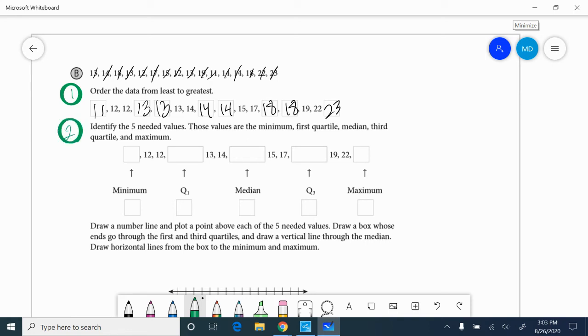And then next thing we're going to do is identify what those 5 values are that we need. Okay, so we got to get the minimum, the first quartile, the median, the third quartile, and the maximum. So I'm just going to use colored pen this time. The minimum is your smallest value, so that's 11. And your maximum is your largest value, that's 23. The median is right in the middle. It looks like we have 14.